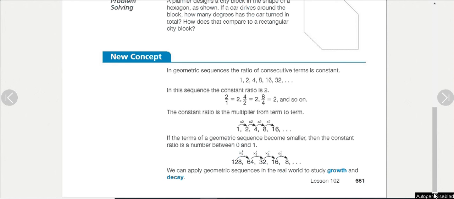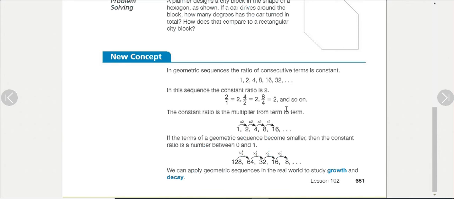Hey, lesson 102 is called Growth and Decay. We've talked about sequences where the ratio between two elements in the sequence is constant. For example, in 1, 2, 4, 8, and so on, it's always times 2. So the ratio is always 2.